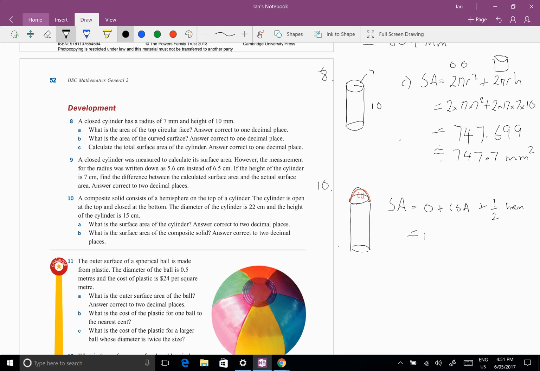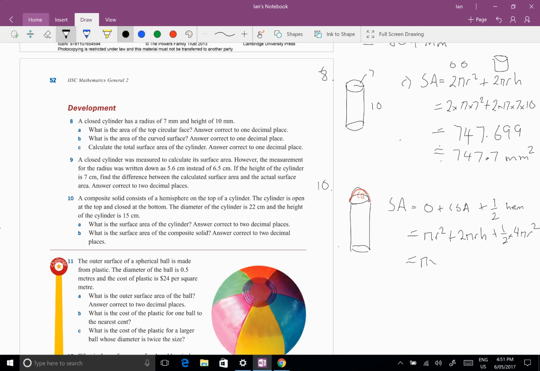Okay, well the circle at the bottom is pi r squared. The curved surface area is 2 pi r h. And then I've got a half times 4 pi r squared. Now, as long as I know everything, I only need the radius and the height. There are only two variables.